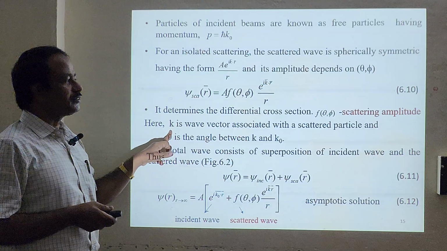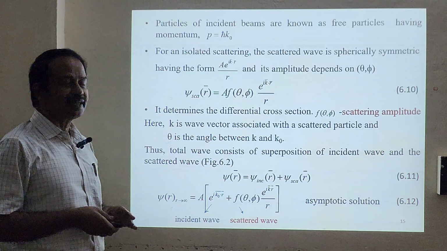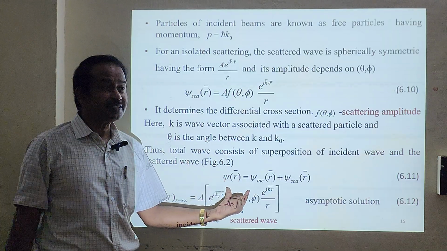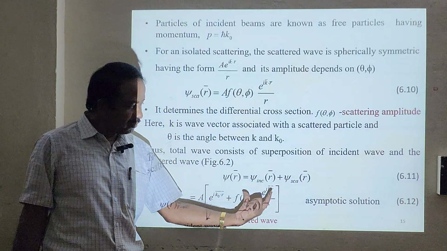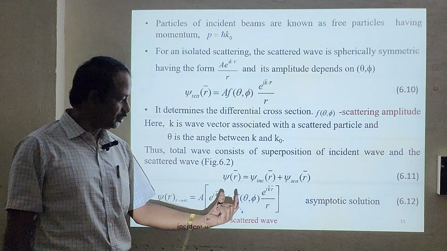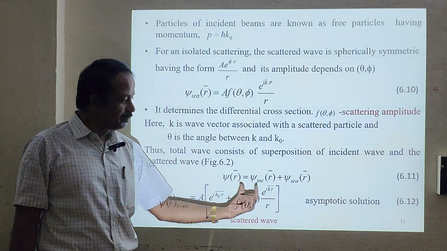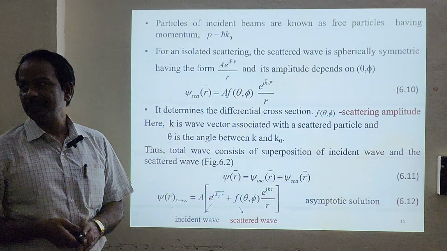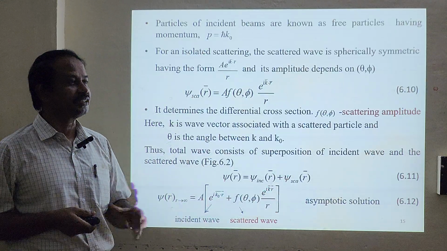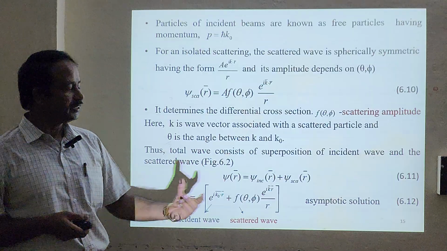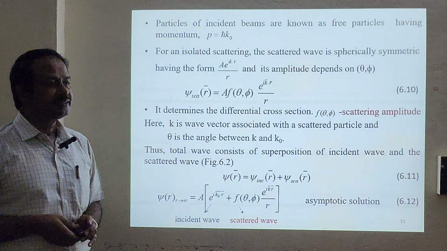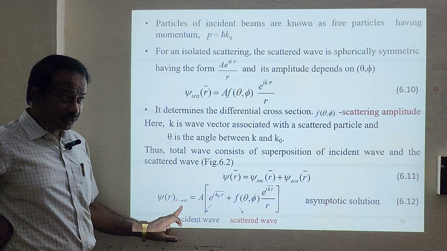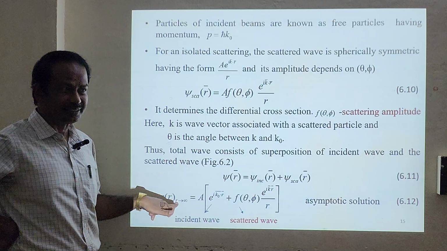So k is the wave vector associated with the scattered particle. Theta is the angle between k and k naught. Your total psi will be a very important one, often used later in a few other courses. Your psi of r will be the total wave function, the incident particle plus the scattered particle. It's a linear combination, a superposition of the incident particle and scattered particle wave functions. So your psi of r, as r tends to infinity, the asymptotic solution as we said.